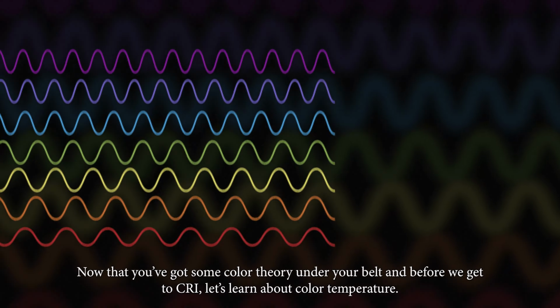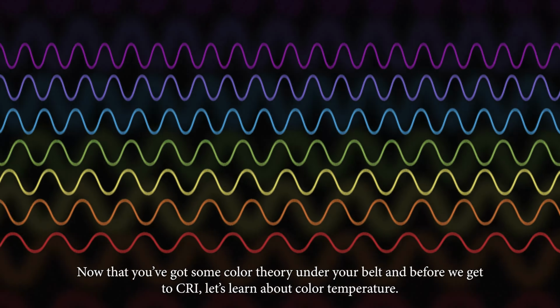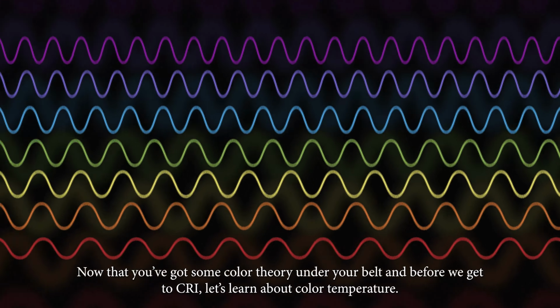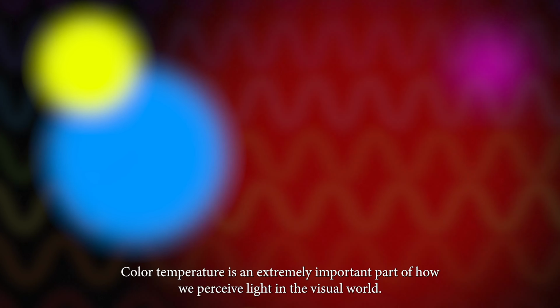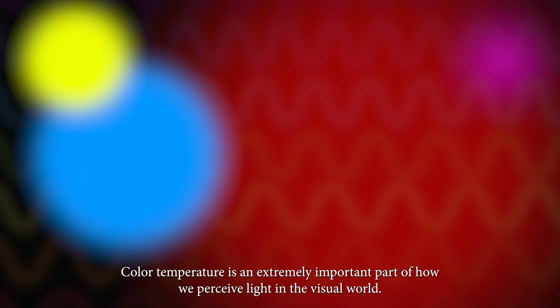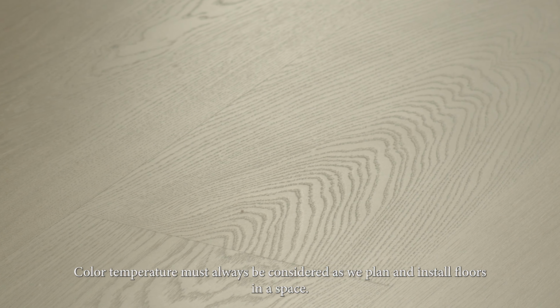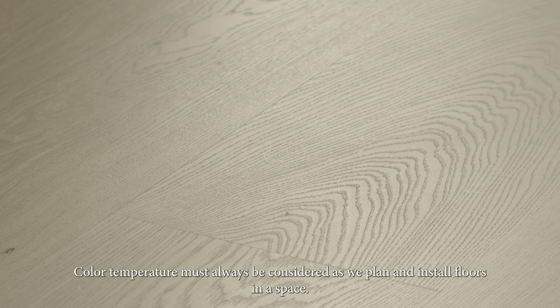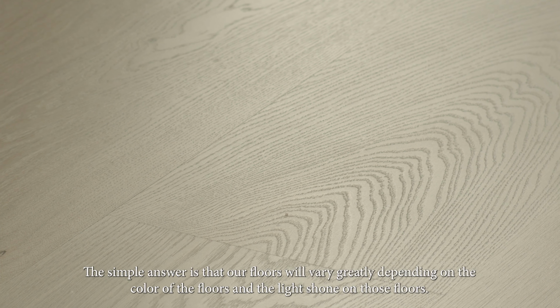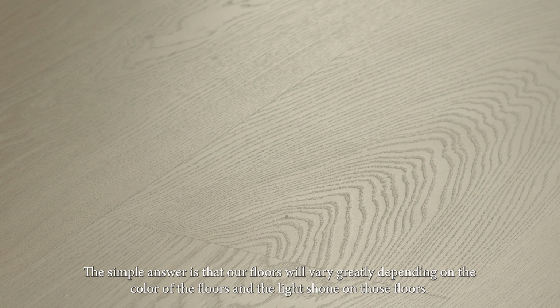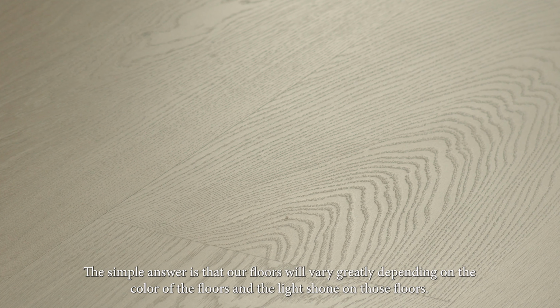Now that you've got some color theory under your belt, and before we get to CRI, let's learn about color temperature. Color temperature is an extremely important part of how we perceive light in the visual world. Color temperature must always be considered as we plan and install floors in a space. But why? The simple answer is that our floors will vary greatly depending on the color of the floors and the light shown on those floors.